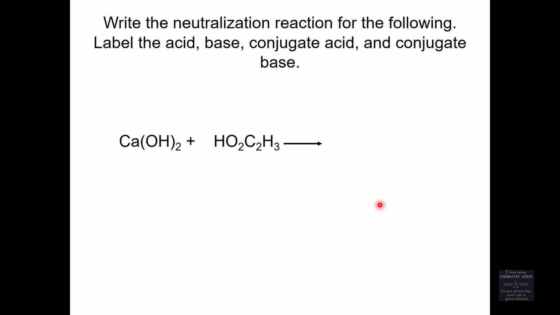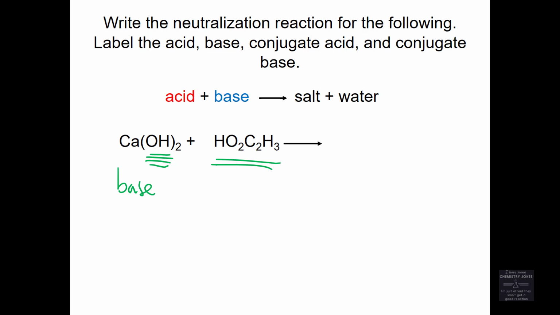Write the neutralization reaction for the following. Label the acid, the base, the conjugate, and the conjugate. Okay, I can do that. Acid plus base yields salt plus water. All right. This is my base because I see hydroxide. That must mean this is my acid. Hydroxide is a great base. It hooks up with acid to make water. So it must mean that my leftovers get connected together.